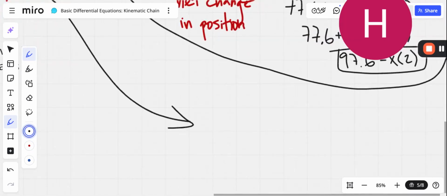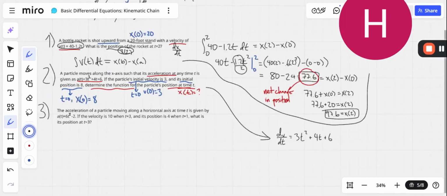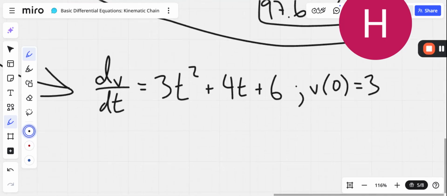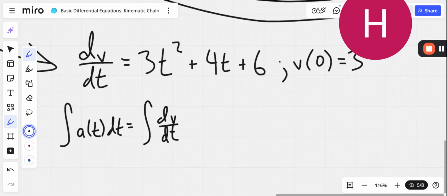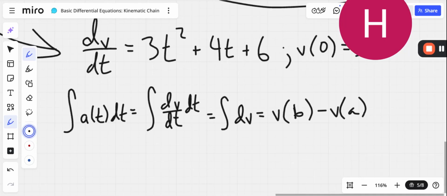Remember that a is the same as dv dt, and this was 3t squared plus 4t plus 6, is that right? Yeah. We're given the initial condition that v0 equals 3. Let's go ahead and use the fundamental theorem of calculus here to say that the integral of a dt, basically just the integral of dv dt and then times dt, right? This is going to give us our change in v, which is going to give us v of, let's call it b for now, minus v of a. We need to pick our limits of integration here.